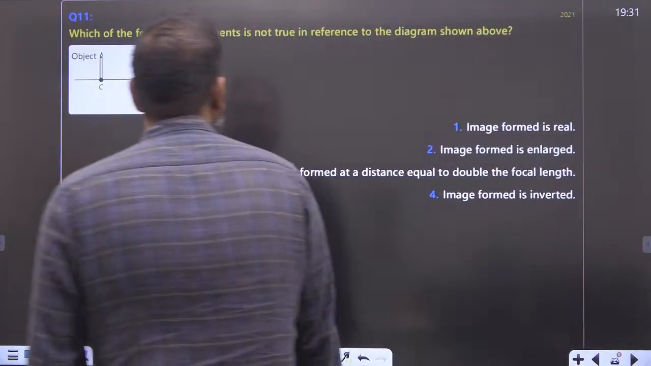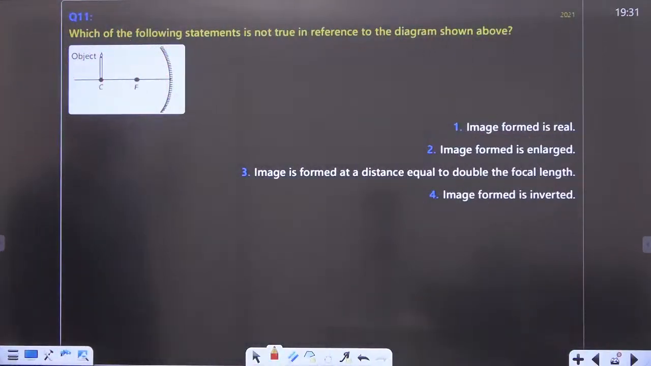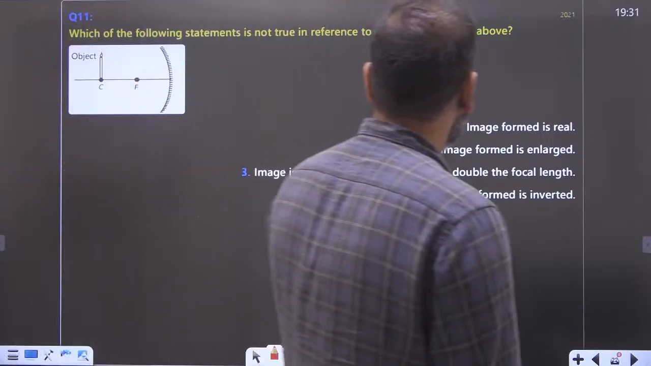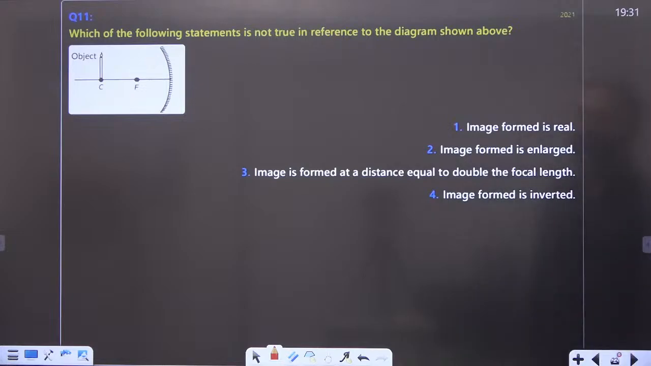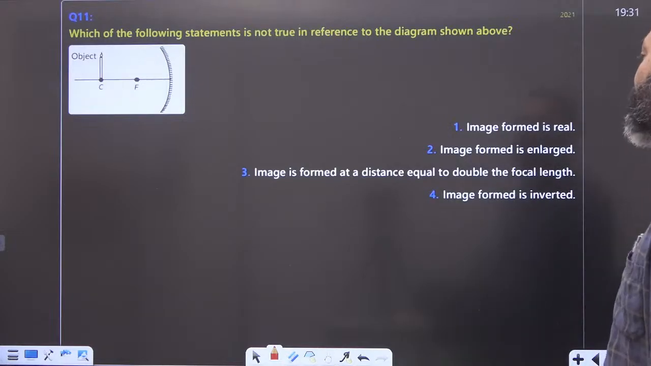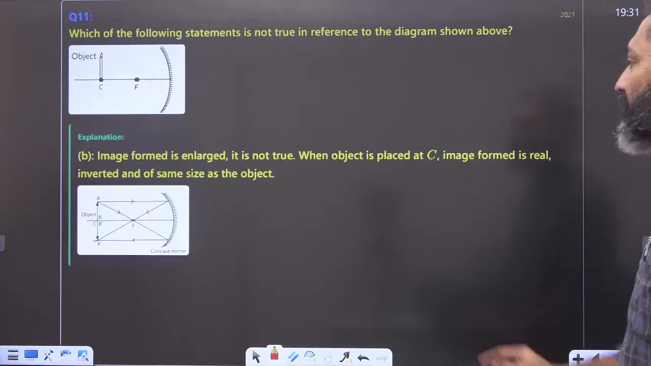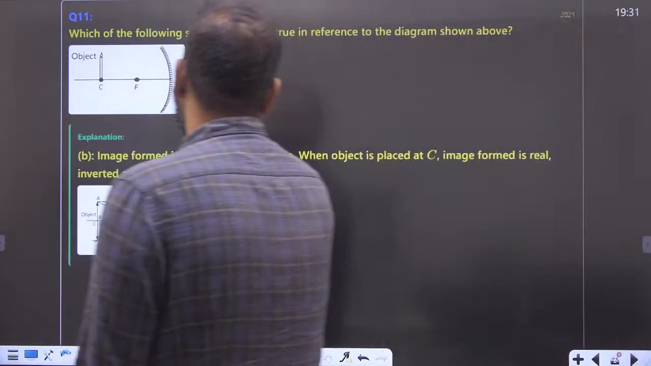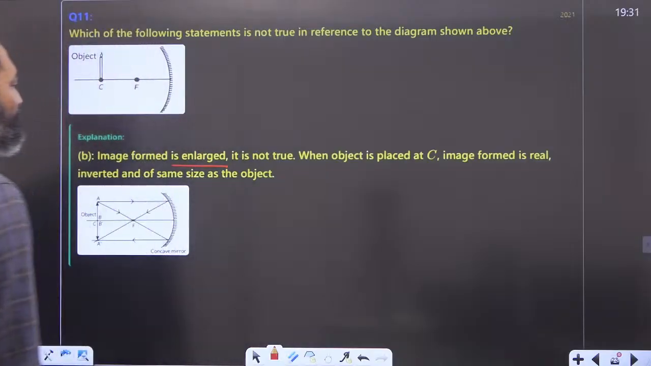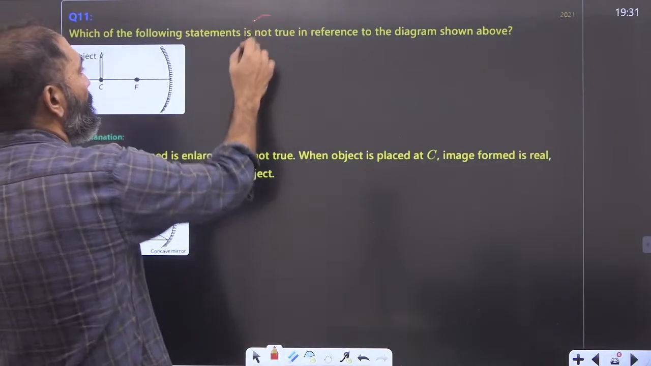Which of the following statements is not true in reference to the diagram shown above? Object is at C. Image formed is real, image formed is enlarged, image formed at a distance equal to double the focal length, image formed is inverted. What is the correct answer? Image formed is enlarged, it is not true. Which of the following is not true?